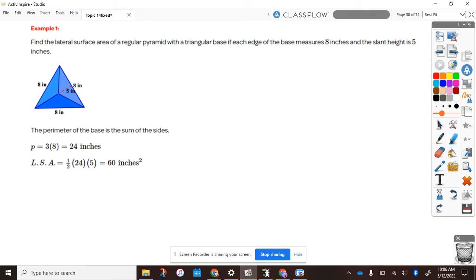So the first thing we would do if we're trying to find lateral surface area is find the perimeter of the base, and then find the slant height, and then plug them into that formula. Remember that your formula for lateral surface area is 1/2 times the perimeter of the base times the slant height. So our perimeter, we look at our base. Our base is a triangle, and each side is 8 inches. So we go 3 times 8 to get our perimeter, which is 24. And we look at the slant height, which is 5, and that's the two things that we plug in. So it's 1/2 times 24 times 5.